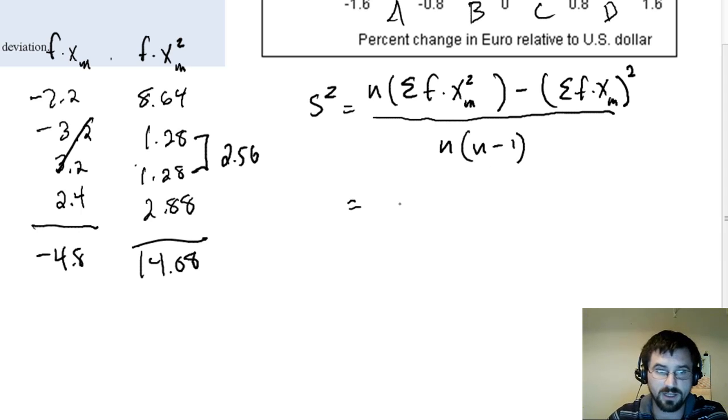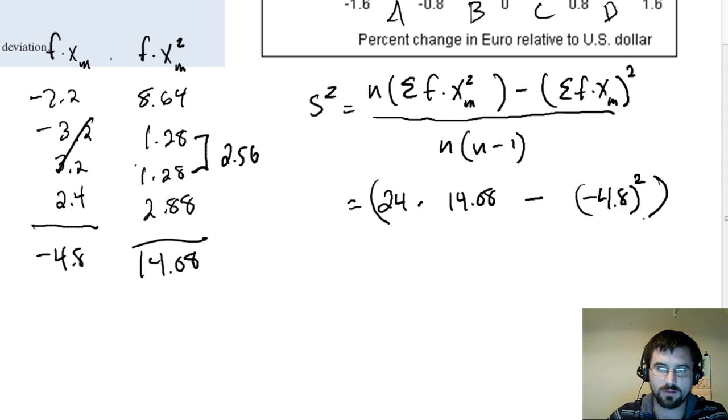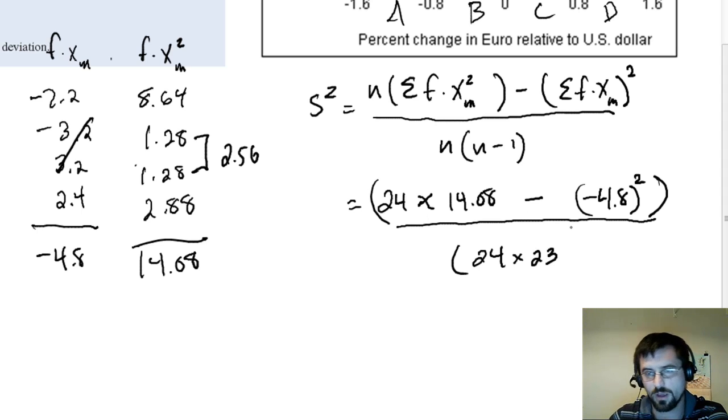Alright, so I'm going to fill in all the blanks, and then I'm going to use a calculator. So we have 24 times 14.08 minus negative 4.8 squared. And because it's negative that's getting squared, this negative will go away. So you can actually leave that out of the calculation if you want. Divided by 24 times 23. This little dot here is a times. Alright, so I'm going to do this on the calculator.